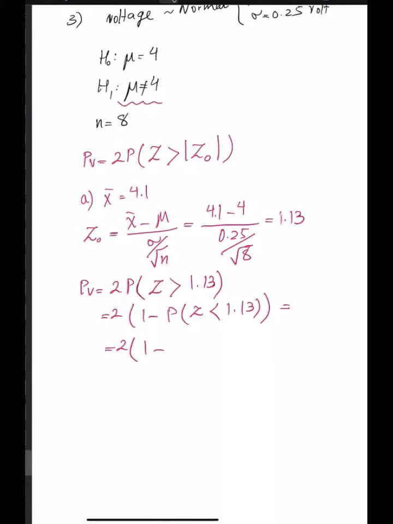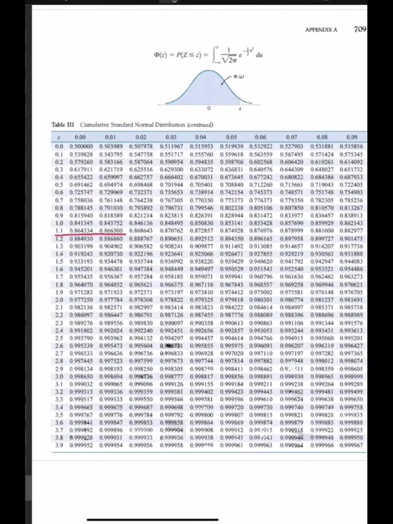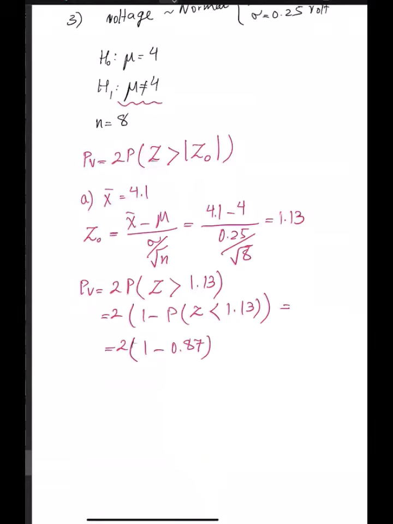And to calculate this probability, we are going to go to the z table. That's going to be here, 1.13. So the probability of z less than this number is going to be 0.87. And when we do the calculations, it's going to be 0.258. So this is our p-value.